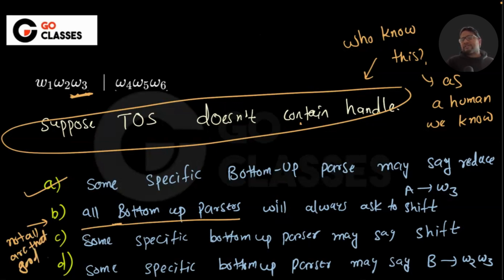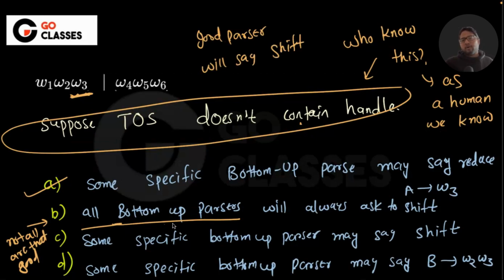A good parser will say shift. A bad parser will say maybe reduce, or maybe I don't know, maybe shift, maybe reduce. It will say I'm confused. So what is a good parser? It will say there is no handle, let's just shift it. But are all bottom-up parsers good parsers? No. Some specific parser may say shift, some specific parser may say reduce. That will keep on happening. So here, what are the answers? The good parser will say shift. A bad parser might get confused.